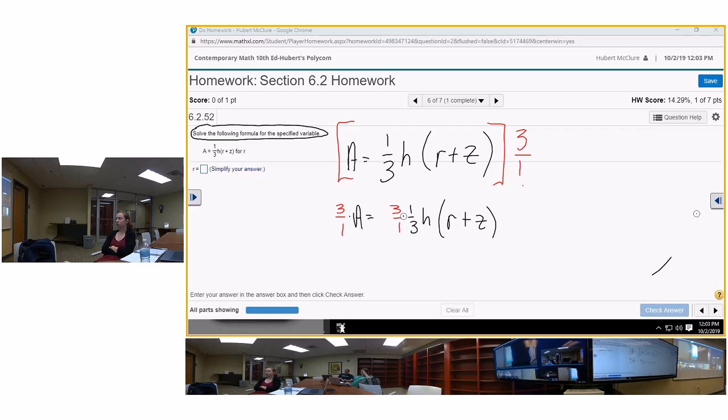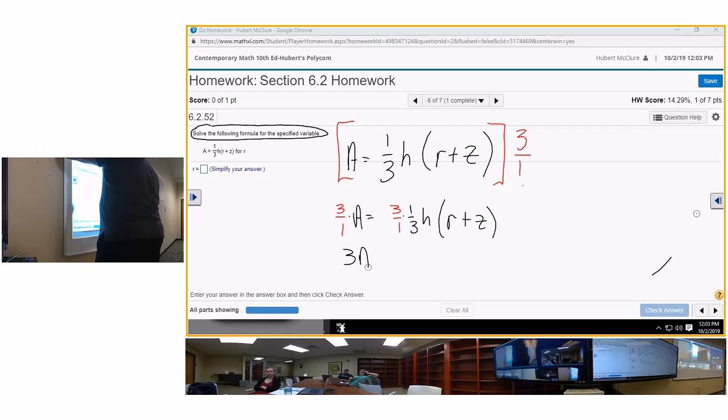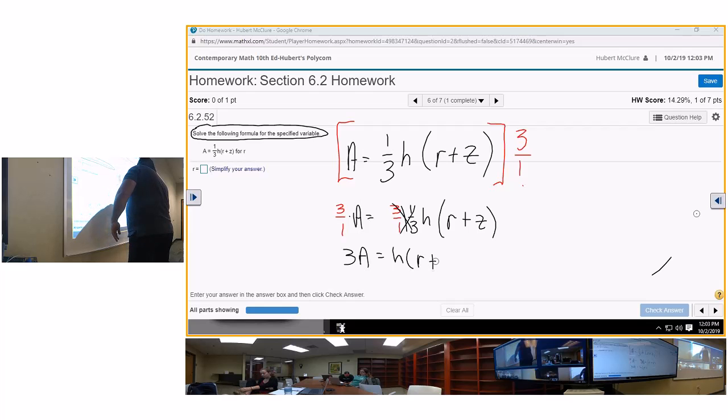Okay, 3A is equal to, what happens to the 1/3? Goes to 1, leaves H times R plus Z. Now there's 2 ways you can solve this.